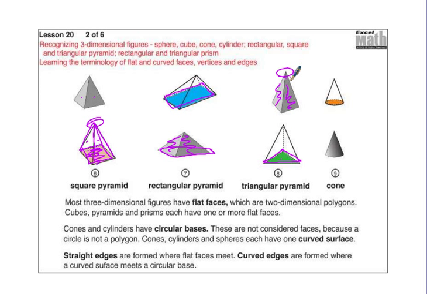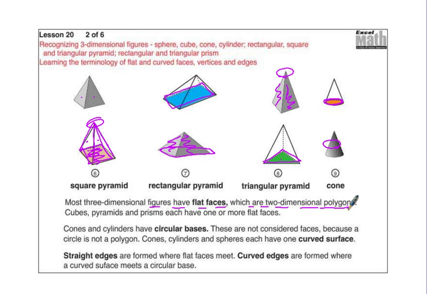connecting to one point. Here's a cone. The cone has a circle, and then it has some sort of a curved face here, a shape that goes around that way and makes up the rest of the shape. That shape right there is not one that you can identify as being some sort of a two-dimensional shape. Most three-dimensional figures have flat faces, which are two-dimensional polygons.